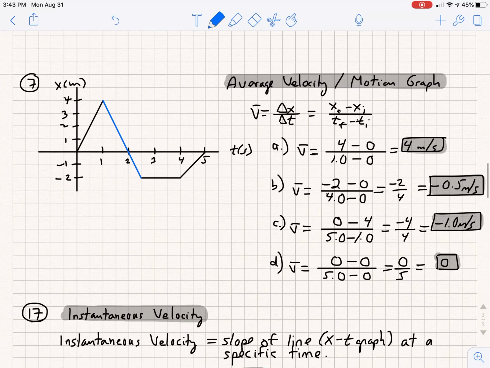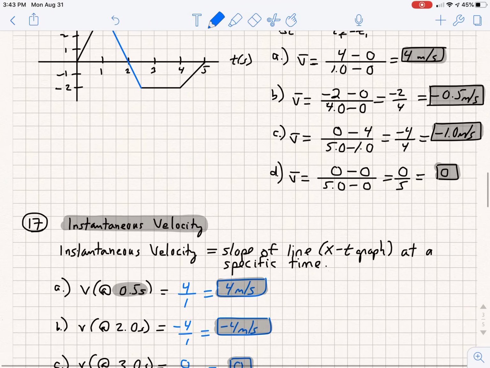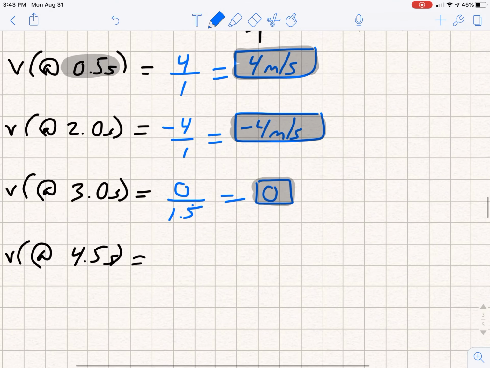And at 4.5 seconds, well, that would be right here. That is the upward sloping graph right here, which has a slope of up 1 over a half or up 2 over 1, for an instantaneous velocity of 2 meters per second.